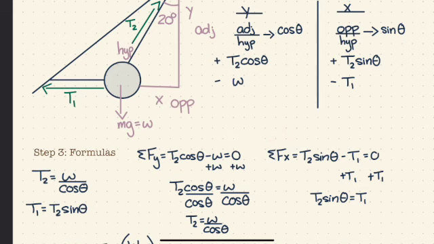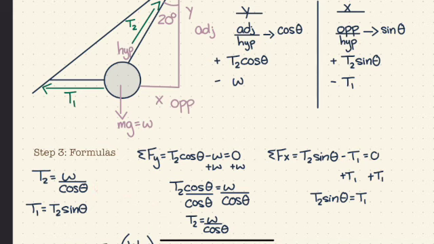Now let's isolate T2. Move the weight to the other side of the equation and divide both sides by cosine of theta. This equation right here gives us the tension of the vertical cable, which is not the right cable, but let's keep this equation on the side because it should come in handy later down the line.